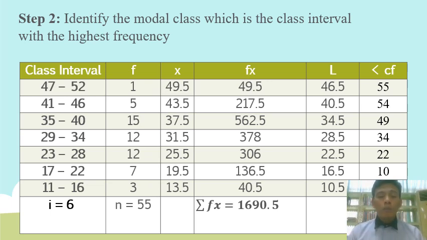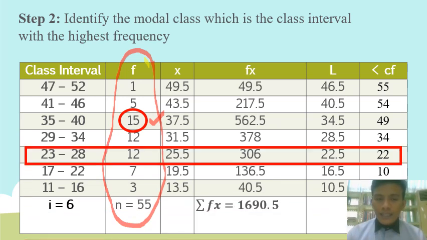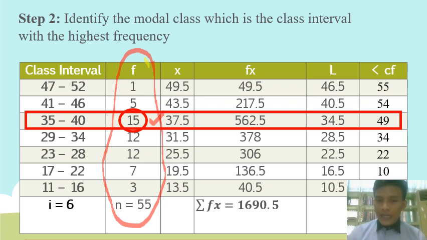Step 1. Identify the modal class, which is the class interval with the highest frequency. To locate our modal class, we need to use the highest frequency. In the frequency column, the highest frequency is 15. So that will be the location of our modal class. 35 to 40 is our modal class.